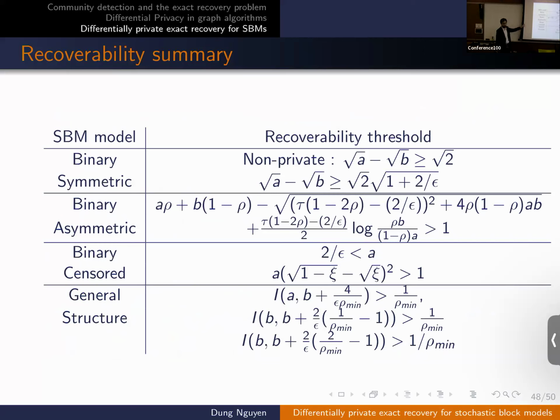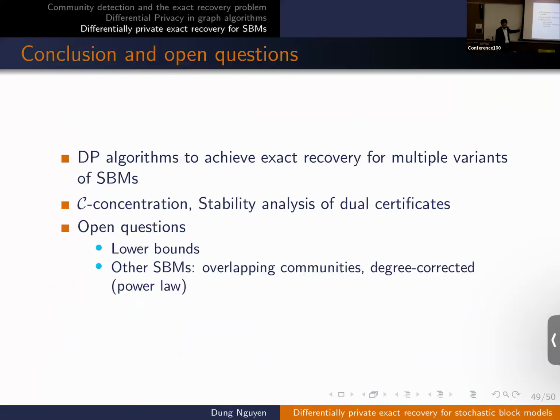So in conclusion, I just described how we use differentially private algorithms to achieve exact recovery for different variants of the SBM. We prove it using the concept of C concentration and using the stability analysis framework to construct the dual certificate. So there are several open questions we are considering.